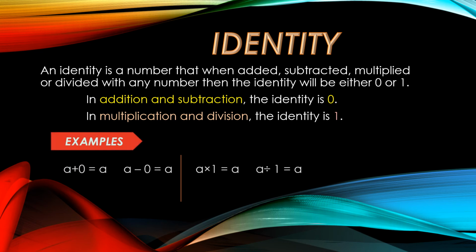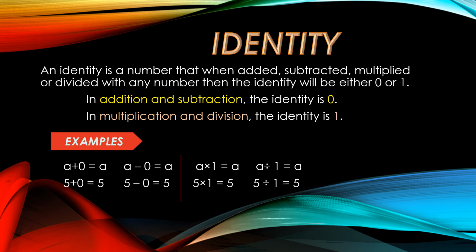For example, I have taken a plus 0 is equal to a minus 0 is equal to a. Means if we will add or subtract, we will get the same answer. Like 5 plus 0 is equal to 5, 5 minus 0 is equal to 5. So in addition and subtraction, identity is always 0. In multiplication and division, I have taken a into 1 equal to a divided by 1 equal to a. That is 5 into 1 equal to 5, 5 divided by 1 is equal to 5. So in multiplication and division, the identity is always 1.